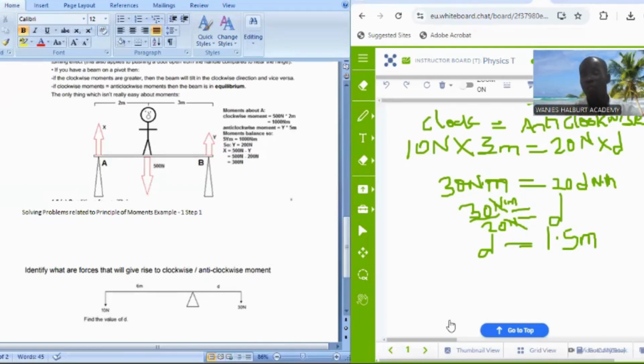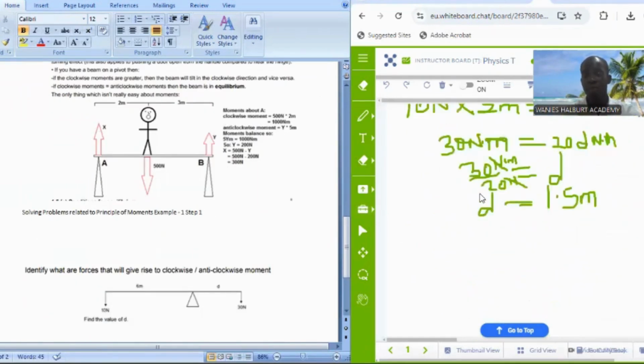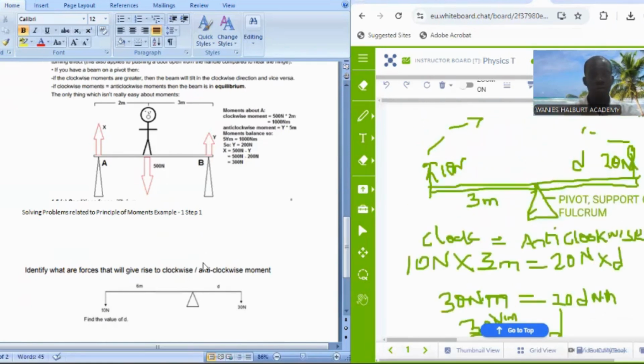Is there any question you want to ask me as far as moment is concerned? Any question? Ask me your questions. Do you have any question concerning this assignment? Okay, good. So copy it. Then in our next lesson, we are going to look at it before the commencement of the lesson.